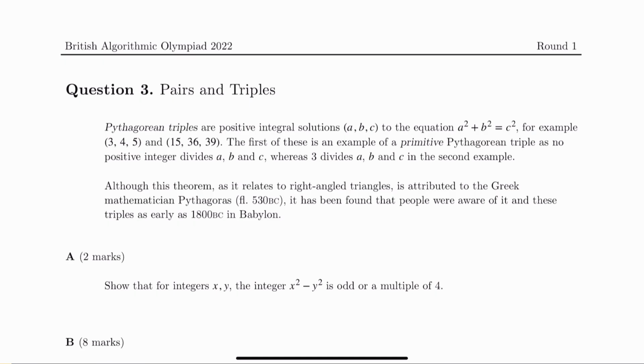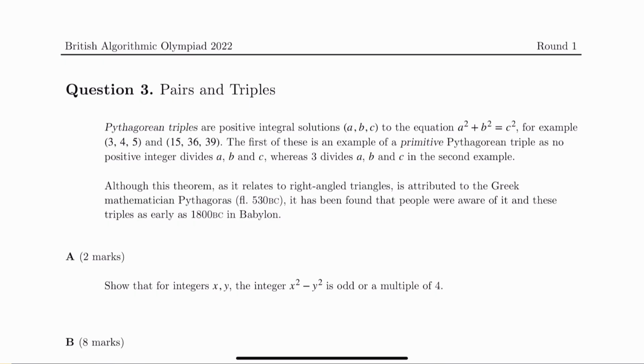Okay, so let's jump into question 3, pairs and triples. Pythagorean triples are positive integral solutions a, b, c to the equation a squared plus b squared equals c squared, as everyone probably knows since they were like 12 or something. For example, 3, 4, 5 and 15, 36, 39. Okay, so these are just some examples of solutions.